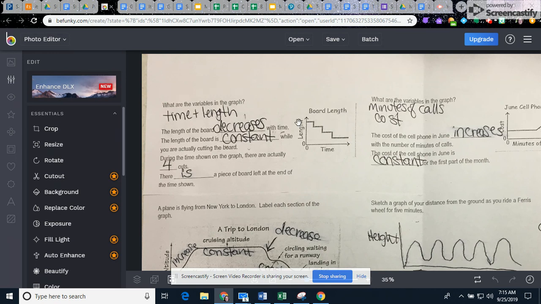So what that hopefully means to you is you can see that the length of the board is actually getting shorter as we go. And then the length of the board is constant when it's actually being cut, and then it drops off. And then it's constant, and then it drops off when the board officially gets cut. And that continues to happen. So the length of the board is constant while you're actually cutting it. During this time, you will actually see that there are 4 cuts here. They're cutting it. There's 1, 2, 3, 4, and then there is still going to be a piece of board left when the time is over because the length never gets to 0.